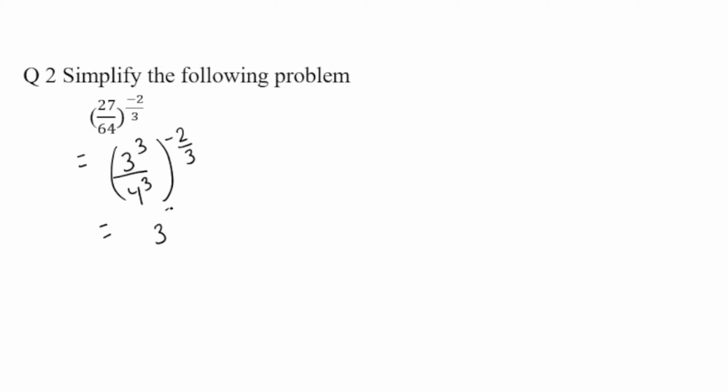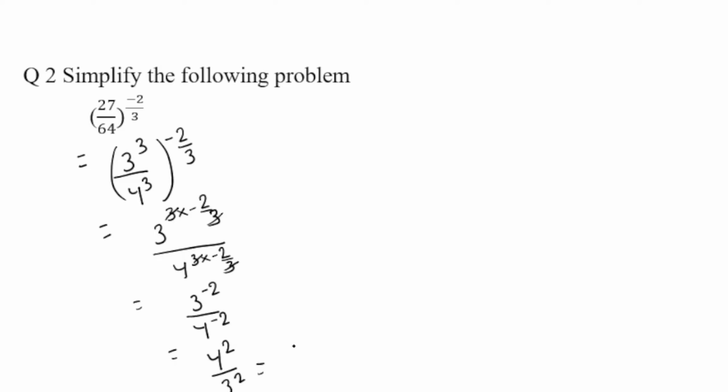That means 3 to the power 3 multiplied by minus 2 by 3, and 4 to the power 3 multiplied by minus 2 by 3. 3 cancels, 3 cancels. 3 to the power minus 2, 4 to the power minus 2. Now we have a negative power on the numerator and denominator. To make it positive, just move 3 to the power minus 2 to the denominator and 4 to the power minus 2 to the numerator. That means 4 square by 3 square. 4 square means 16. 3 square means 9.